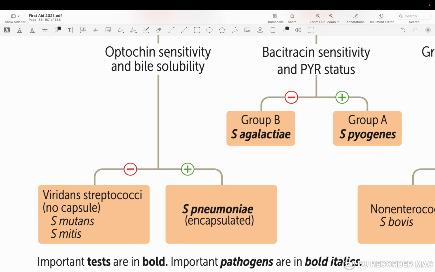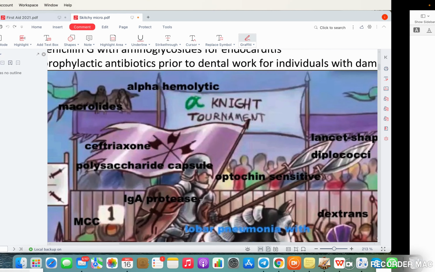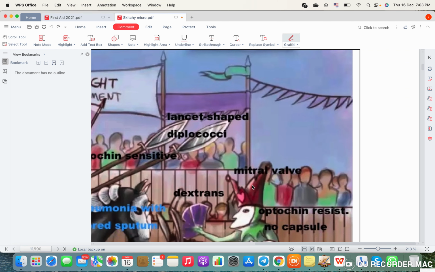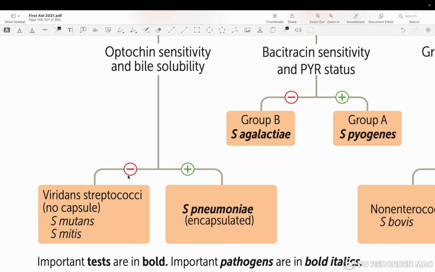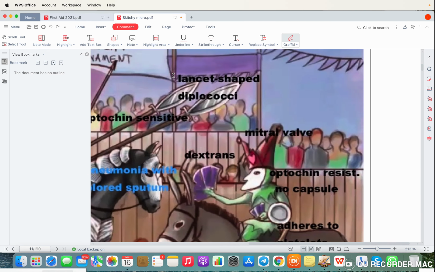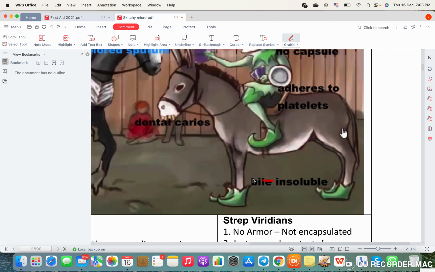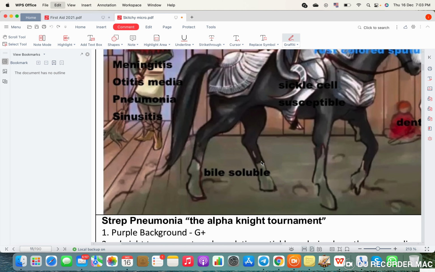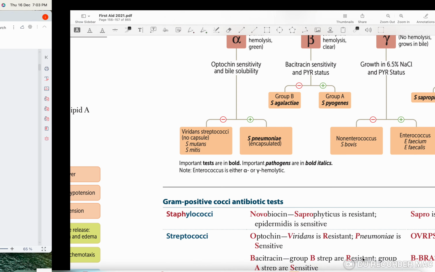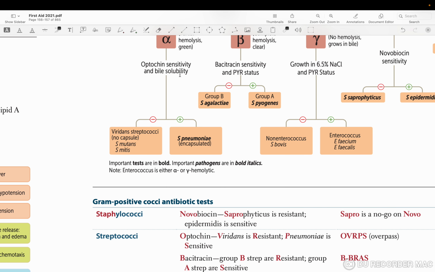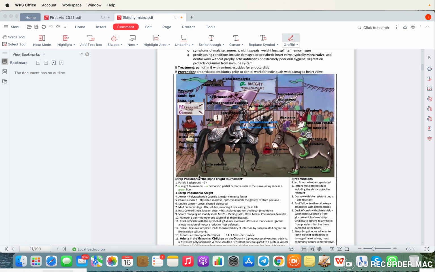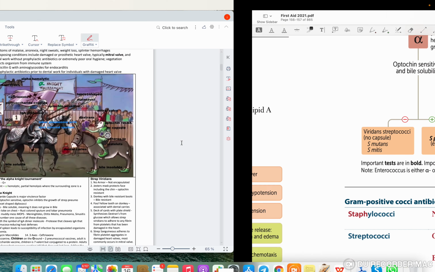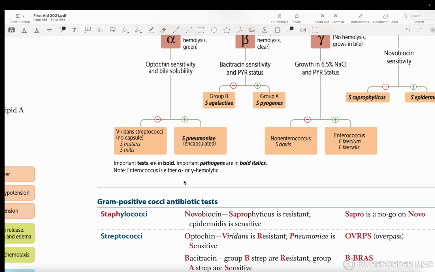So the optochin sensitivity for the Strep pneumo, his chin is sensitive, while this guy, his chin is resistant. Resistant chin, sensitive chin. And with the bile solubility, take a look at this guy. He has boots. So that means he's bile resistant, he's bile insoluble. Well, this horse had no boots, making it bile soluble. So you can see here, according to the bile solubility, Strep pneumo, bile soluble. Viridans, bile resistant or insoluble.